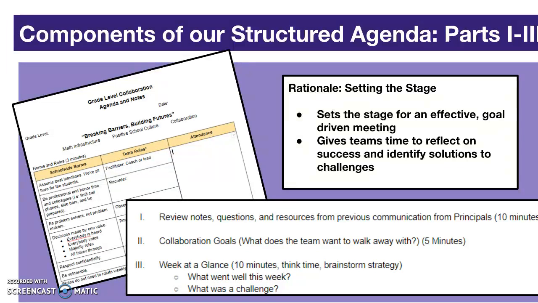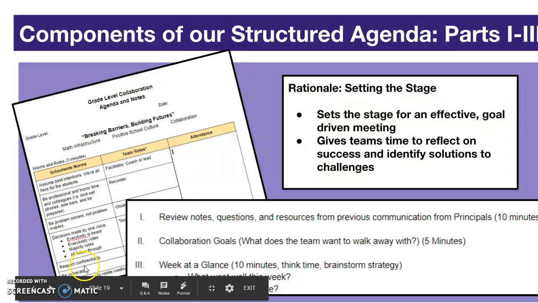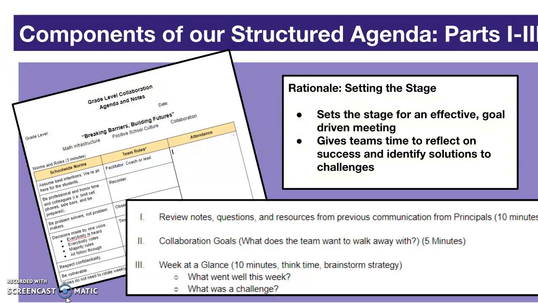So let's take a look at part 1 of our agenda. I consider this the setting the stage component, parts 1 to 3. This piece really sets the stage for an effective goal-driven meeting and gives teams time to reflect on successes and identify solutions to challenges. In this part, our team identifies norms. You'll see the norms for our school listed here. They assign roles so that everyone has a job, and those roles can rotate except for the facilitator.